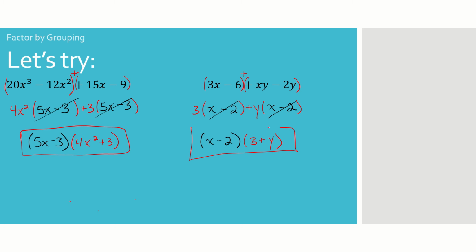So this is my factored answer written as a product of 2 binomials. Quantity of x minus 2 times the quantity 3 plus y. Okay, let's keep going.